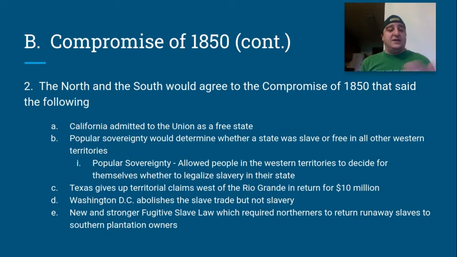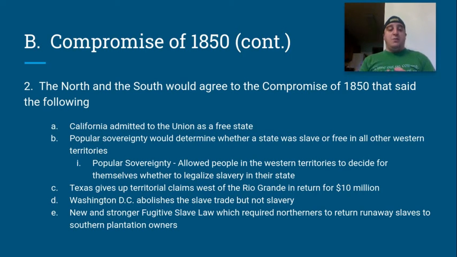It makes the possibility that if popular sovereignty is going to be the way that things are decided, you could have a state in the South, west of Texas, that is going to be a free state rather than a slave state. And you already have California to the west that is going to be a free state. So to Northerners, if you can stop the movement of slavery in Texas and prevent it from going any farther west, you might have a chance to end slavery altogether. So they're okay with that Texas provision.